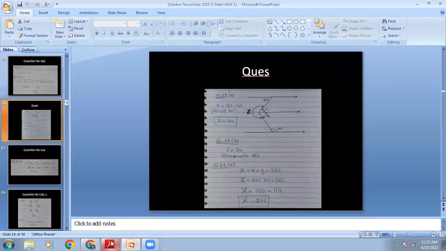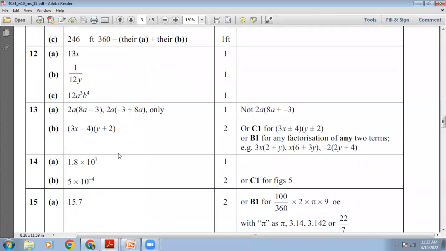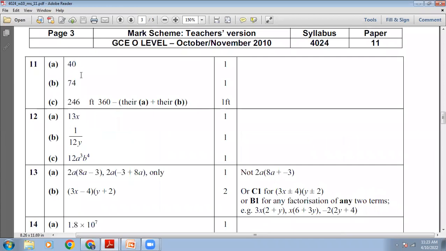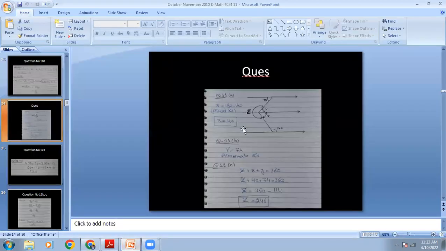So let's have a look at the marking scheme. 40, 74, 246. So our answers are right, sir.